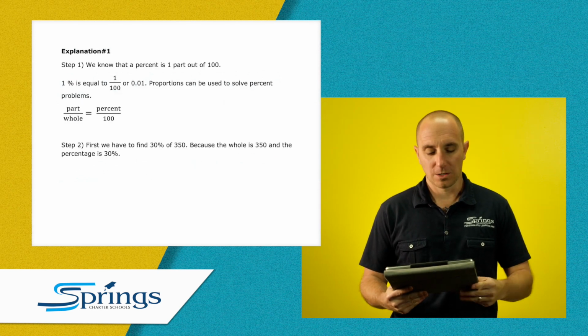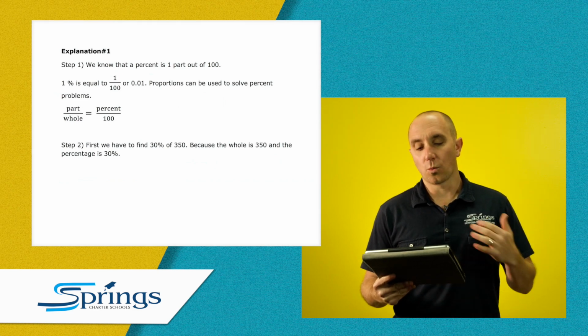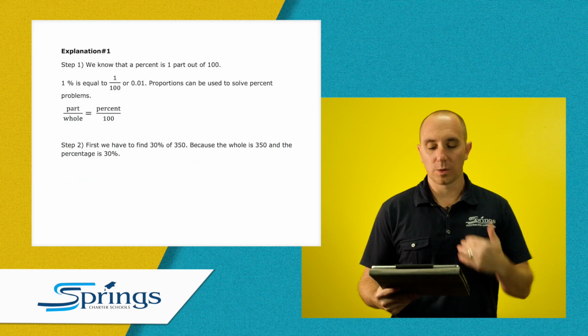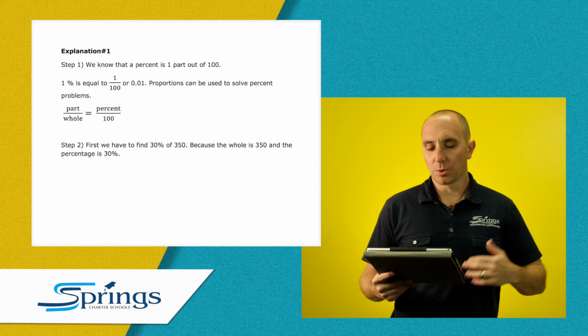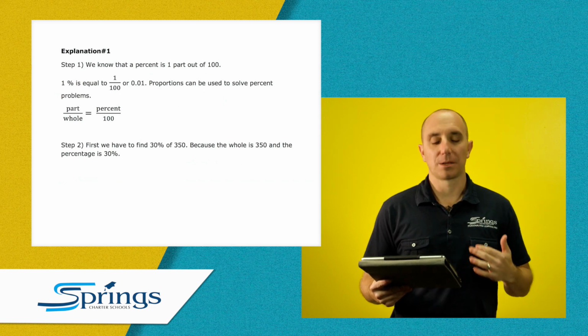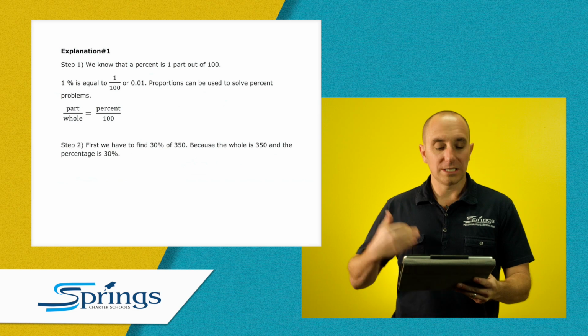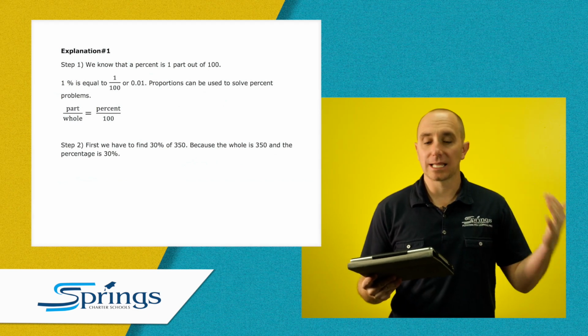Okay, so step 1. We know that a percent is 1 part of 100. So 1% is equal to 1 over 100 or 0.01 or 1/100th. So proportions can be used to solve percent problems. So you can see in our example, we have part over the whole is equal to percent over 100. Kind of like what we did in our last lesson.